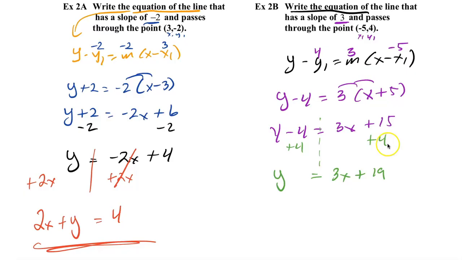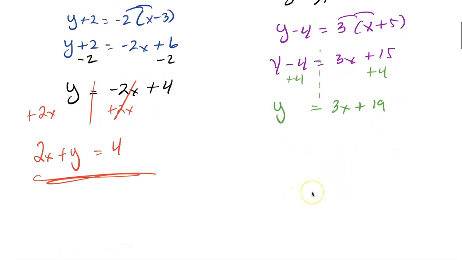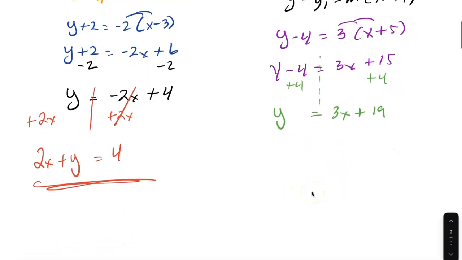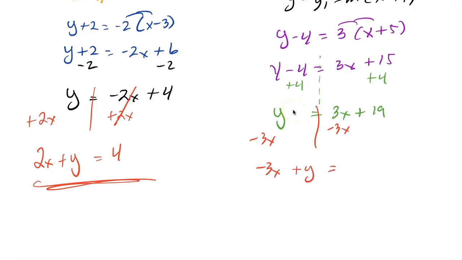And then next, I want to move the 3x over. So we're going to subtract it from both sides. Minus 3x, minus 3x. Again, I cannot combine these. One's an x, one's a y, so we're just going to leave it. -3x plus y equals 19. And we're here like, I'm done.